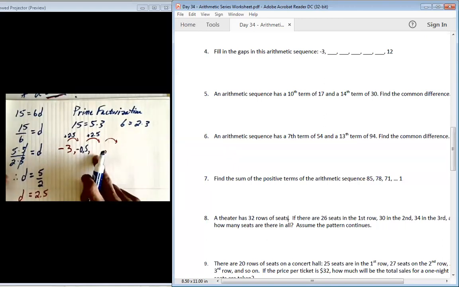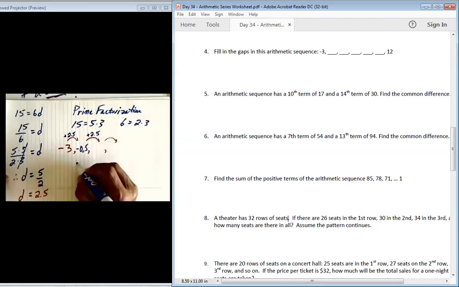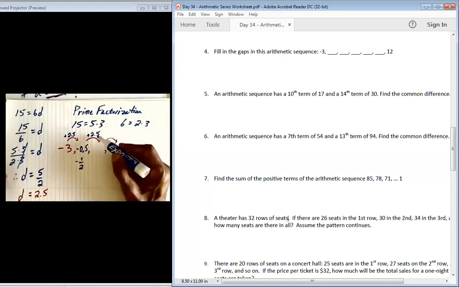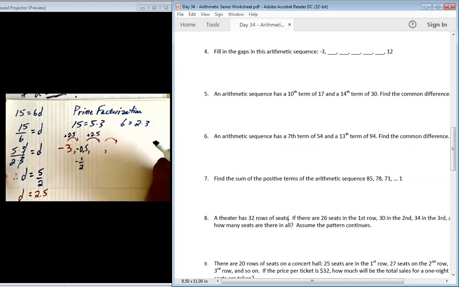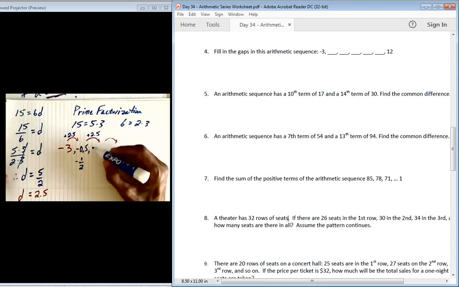Yeah, fractions are okay. You can put minus 1 over 2. That's true. We add 2.5. We add 2.5. What do we get now? 4 over 2, which is true. And now you have to simplify that. So that'll give an answer of 2.